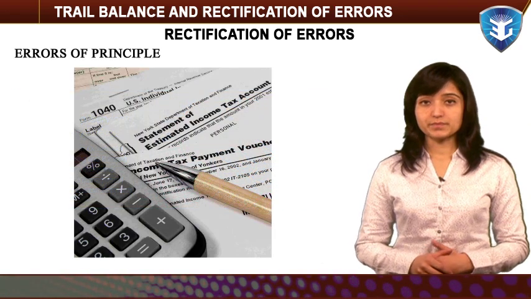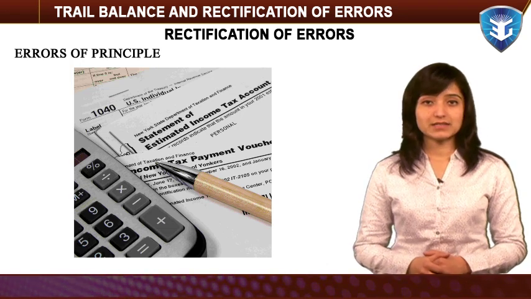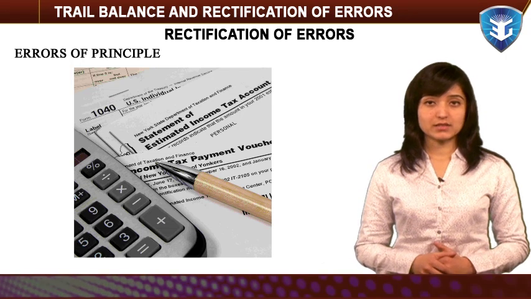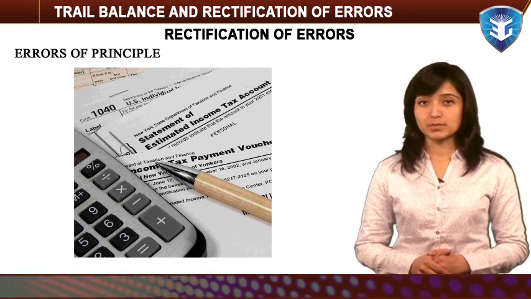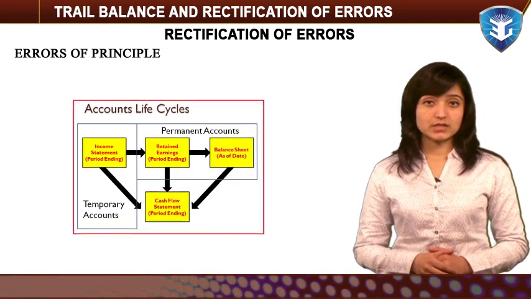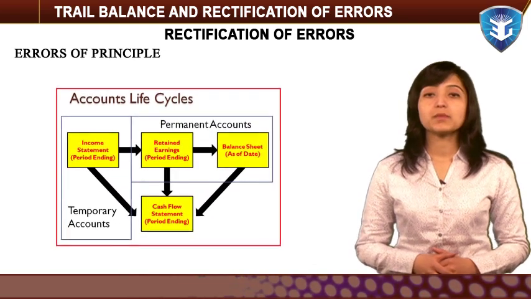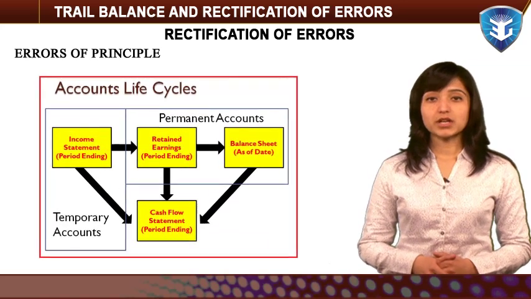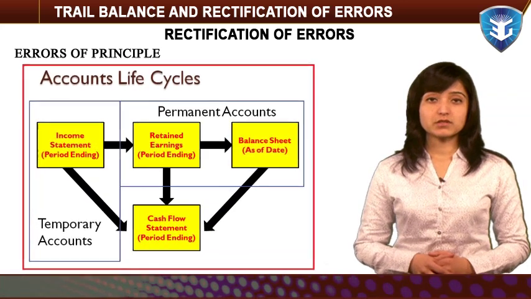Errors of principle. The accounting transactions should be recorded according to the generally accepted accounting principles. When a transaction is recorded in infringement of the accounting principle, it is known as an error of principle. Such errors do not affect the trial balance as the entry of the transaction is made on the correct side of the account, but the value of the entry or the amount of the transaction is incorrect. The rectification of such errors is very important as they directly affect financial statements.